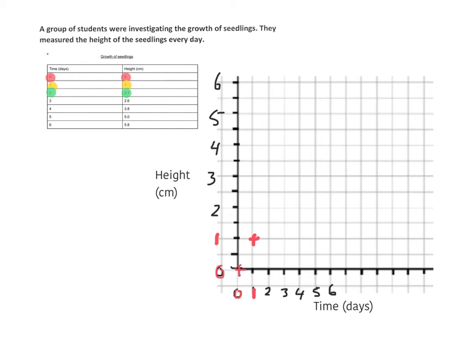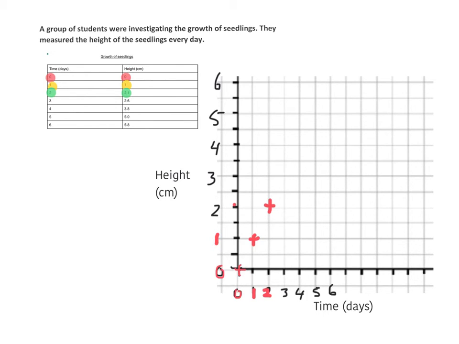Lastly, 2 goes with 2.1. Time, days, is 2. So that's right there. And 2.1 is just above 2. So maybe just there. So I come across and I want to put it in just above where 2 would be for height. I'm going to keep going down now. I'll pause it so you don't have to watch me. And I'm going to add in each of those coordinates.